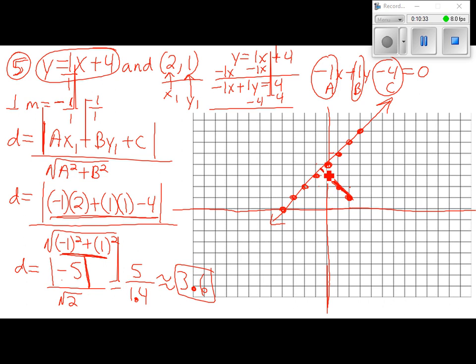So there are different ways to do it: using this formula, finding the point and using the distance formula, or you could do systems of equations. I didn't do any systems of equations here, but that's another way that you could do it if you don't mind systems of equations.